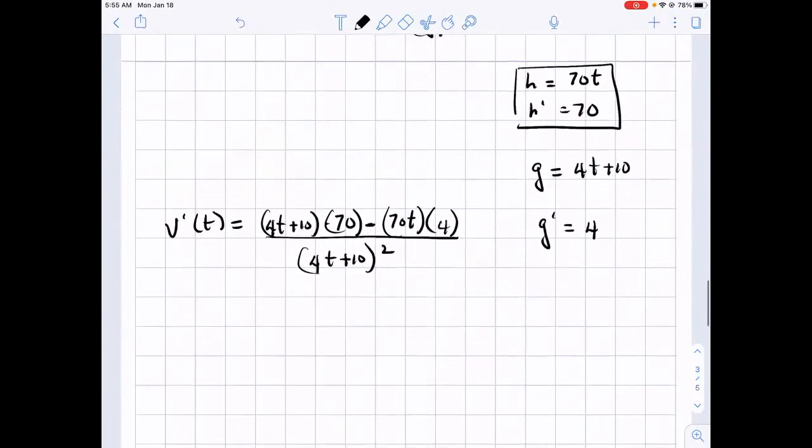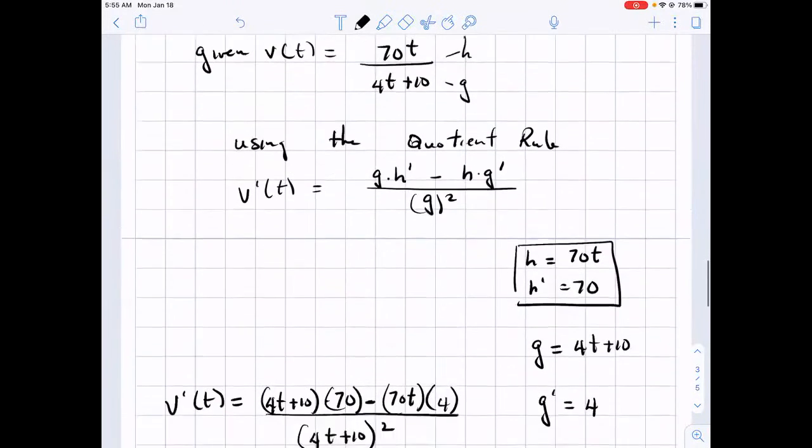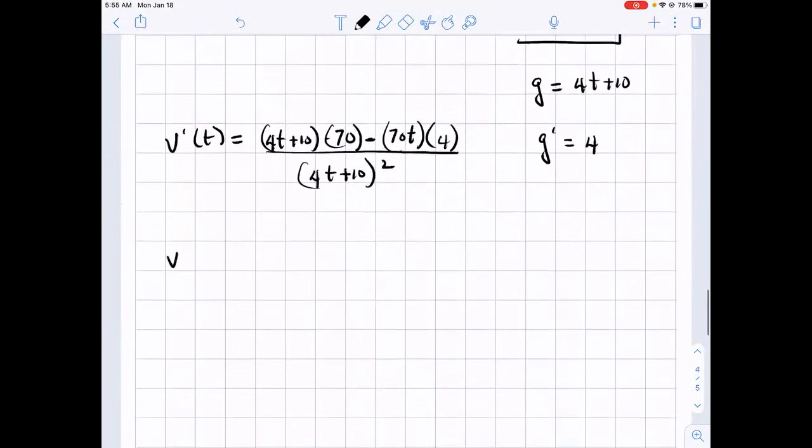This can be simplified, but since the question is asking for a specific time, they said at 1 second, t was in seconds here, and round your answer to 2 decimal places. So now, what is v prime when t is 1? So if you want, you could simplify this, or just plug in 1. So it'll be 4 times 1 plus 10.